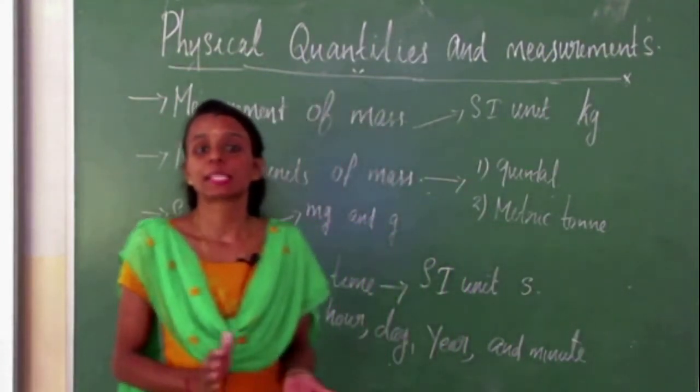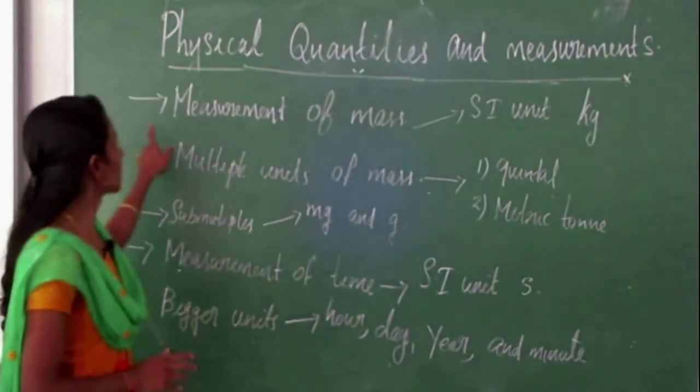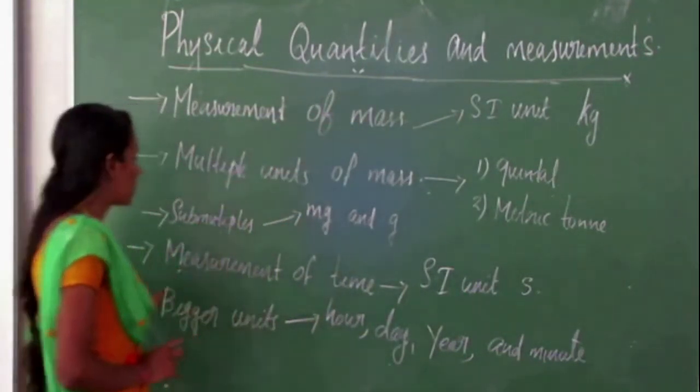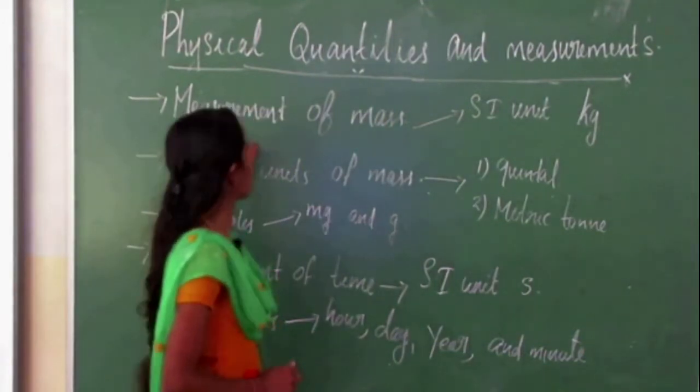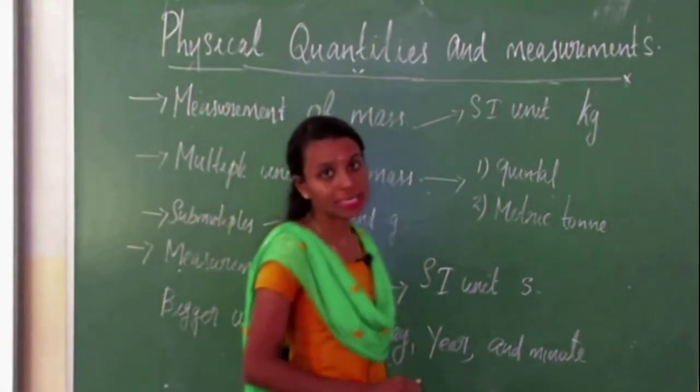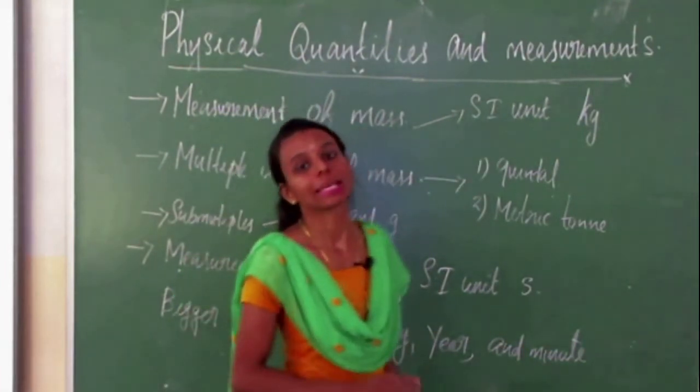What are the main topics we discussed in our last class? In our last class, we discussed measurement of mass and measurement of time. We discussed the measurement of mass. What is the SI unit of mass? It is kilogram, the symbol kg.